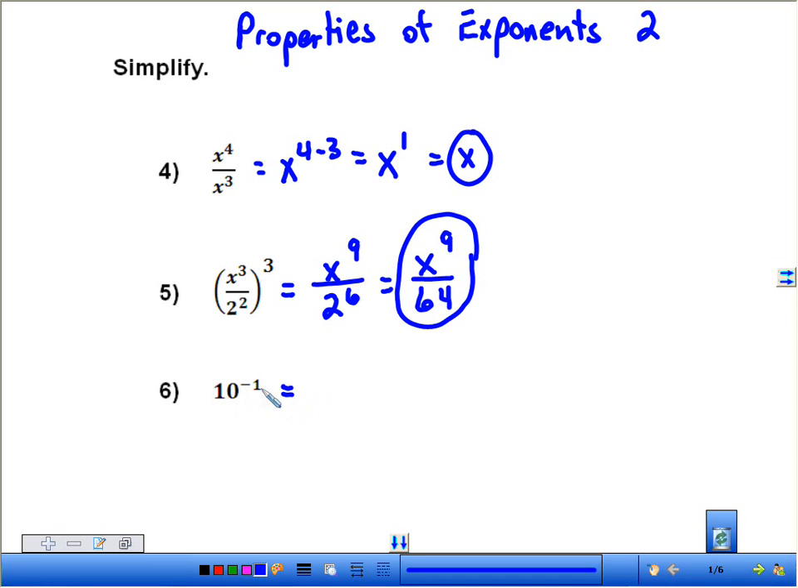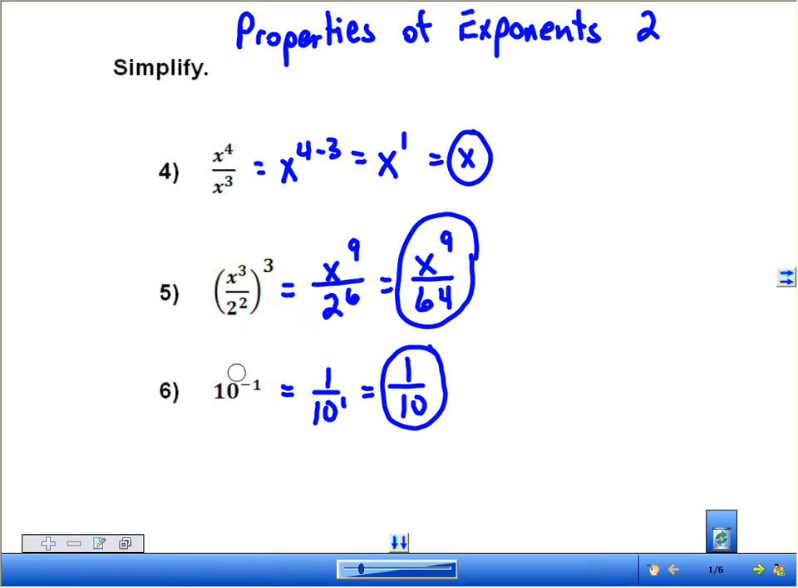Well, let's look at a negative exponent. 10 to the power of negative 1. What I'm going to do when I have a negative exponent is flip over my term. So this becomes 1 over 10 to the power of a positive 1. Well, I don't have to write that 1 right there, so my answer is 1/10. So 10 to the power of negative 1 is 1 over 10.